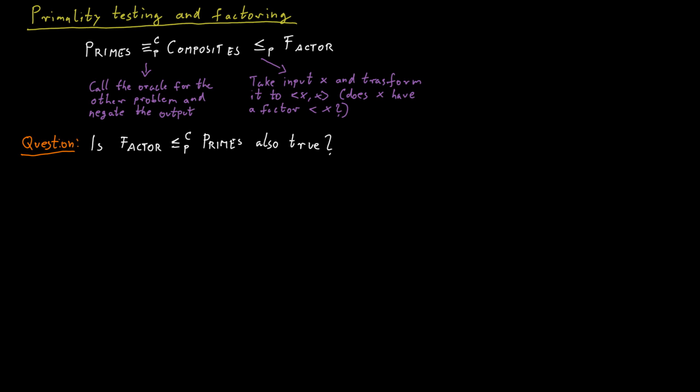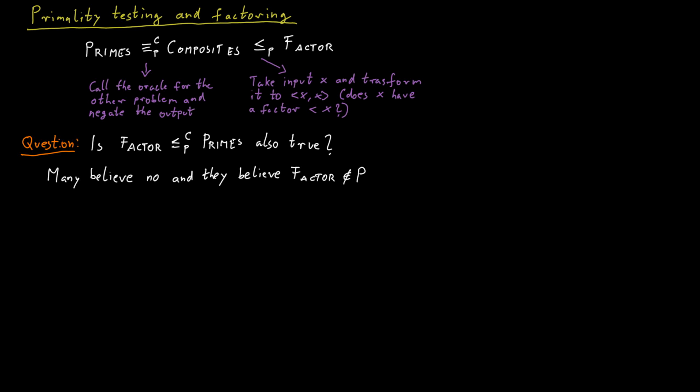However, for this other direction, we don't know the answer. We do not know whether FACTOR reduces to PRIMES in a polynomial time Cook reduction. Many, if not most, computer scientists do not believe that this is the case, but it's not impossible. One reason why many people do not believe that this is true is because we know that FACTOR is in NP intersect co-NP, but a lot of people don't believe that FACTOR is in P, so they don't actually think that there is an efficient algorithm that can decide this language FACTOR.